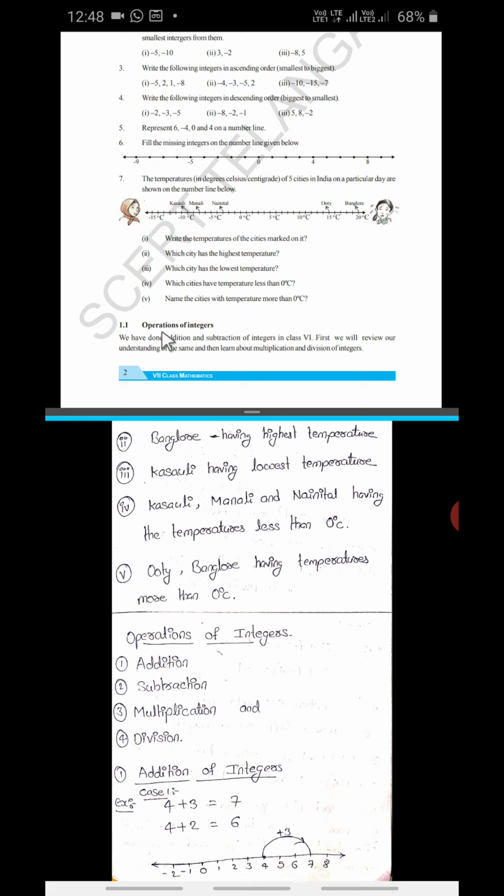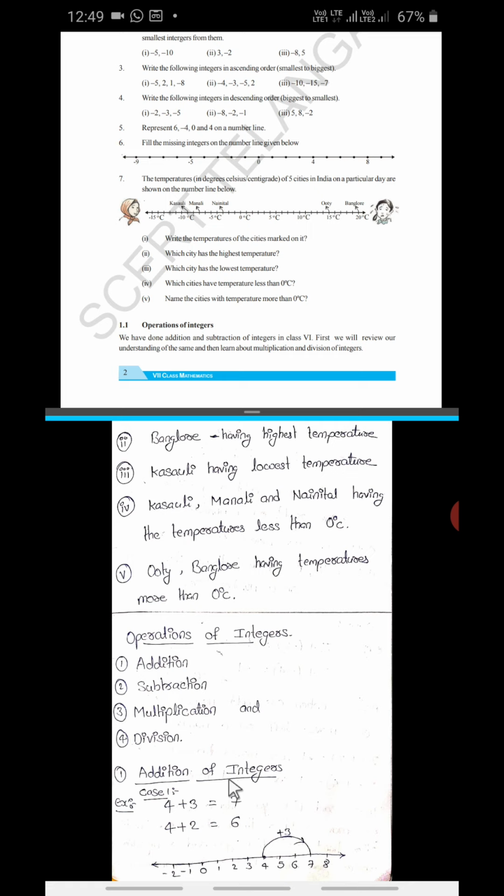Here, the next one is operations of integers. How many operations are there in the integers? There are 4 operations. See here in the bottom of your screen: addition, subtraction, multiplication and division. There are 4 operations. Yes, let us go to the first one, addition of integers.